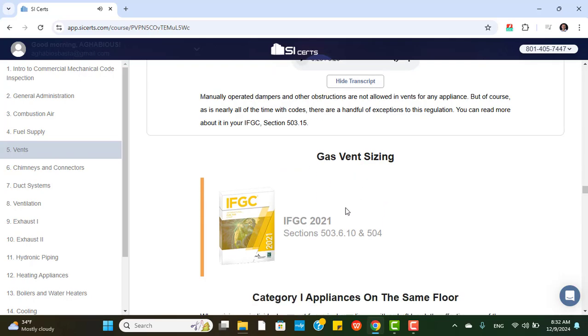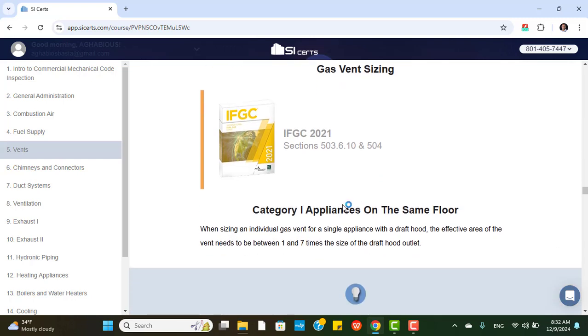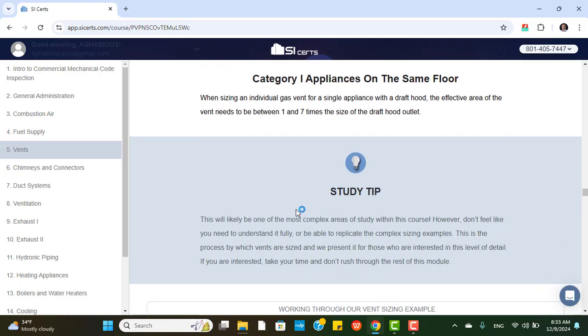Gas vent sizing. International Fuel Gas Code 2021, sections 503.6.10 and 504, Category 1 appliances on the same floor. When sizing an individual gas vent for a single appliance with a draft hood, the effective area of the vent needs to be between 1 and 7 times the size of the draft hood.